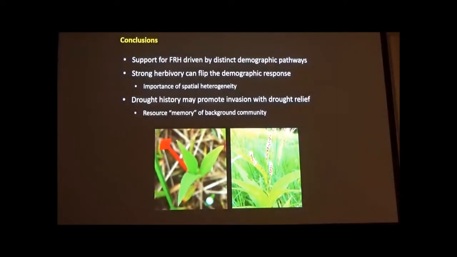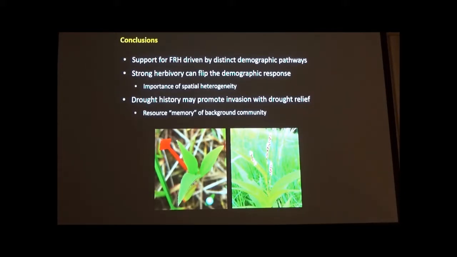So some key take-homes from this study is that we do see support for the fluctuating resource hypothesis, but it's driven by distinct demographic pathways. It's not always that drought is always bad and wet is always good. It has different implications for different parts of the life cycle. But then importantly, strong herbivory can completely flip the demographic response. So this can have really important considerations with respect to spatial heterogeneity. If you have patches of dry versus wet areas, et cetera, right, you can end up having the opposite of what you expect from this theory.